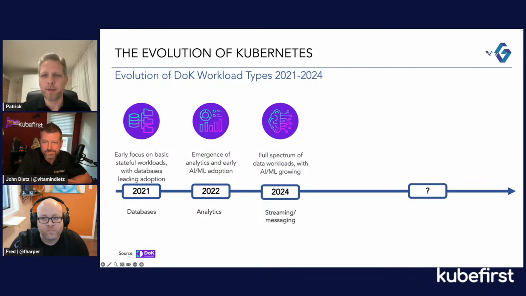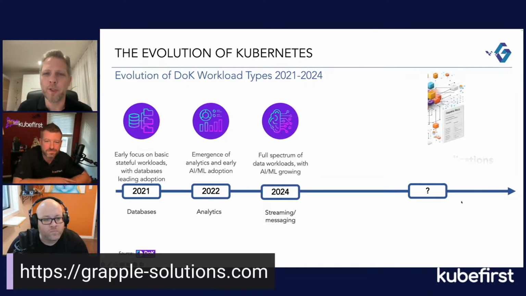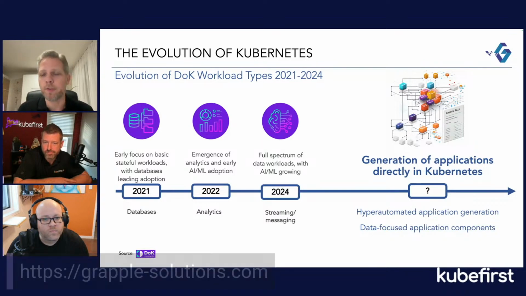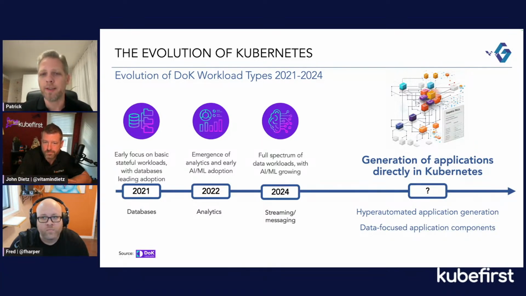So where can the future bring us? That's the question we asked ourselves, and then we came up with the following. Why just generate infrastructure on Kubernetes? You can go a bit further and automatically generate application components for your cloud native applications within Kubernetes. So that was the idea of how we came to Grapple.